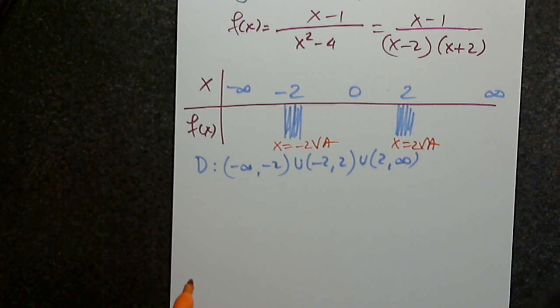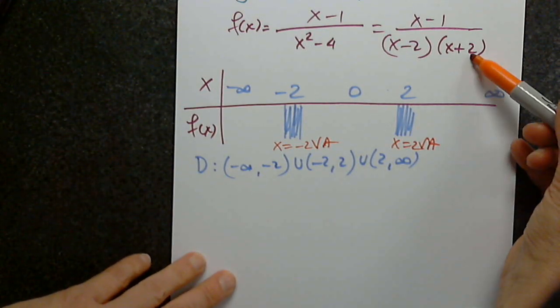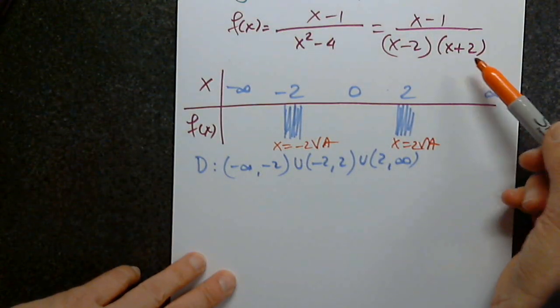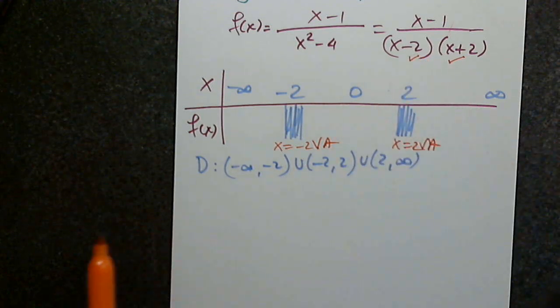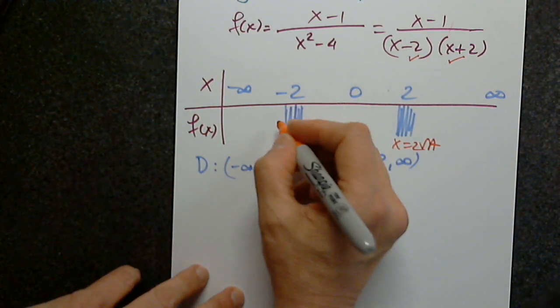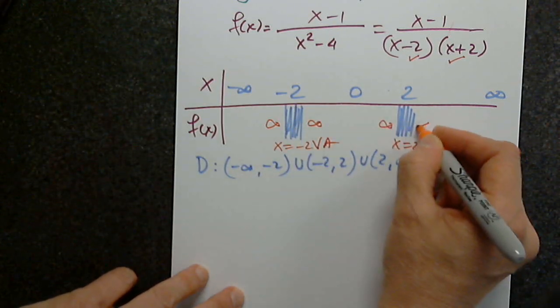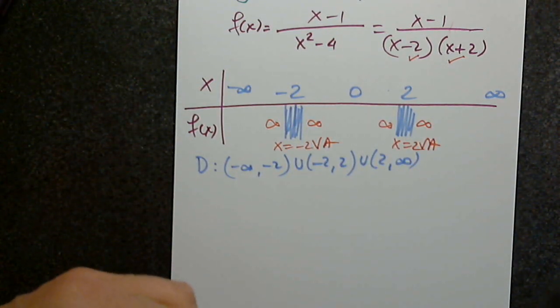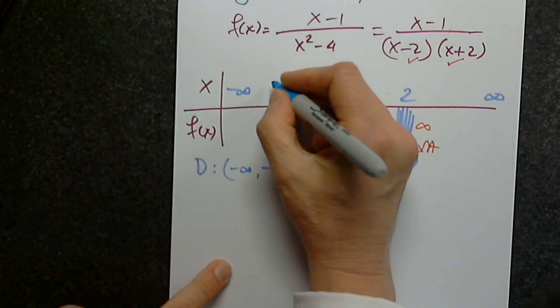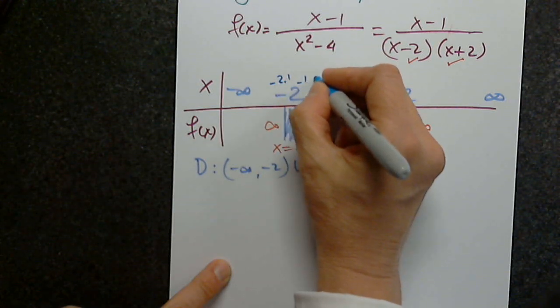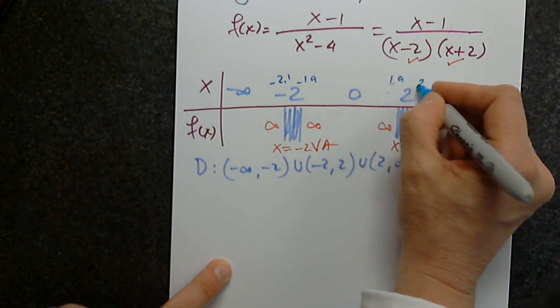Where it doesn't cross? Yes. X plus 2 cannot be simplified, stays. X minus 2 cannot be simplified, stays. So these must be vertical asymptotes. Then automatically I know this. But what I don't know is the behavior near them exactly. So I will be using negative 2.1, negative 1.9, 1.9, and 2.1.